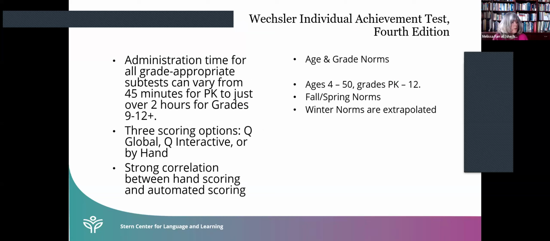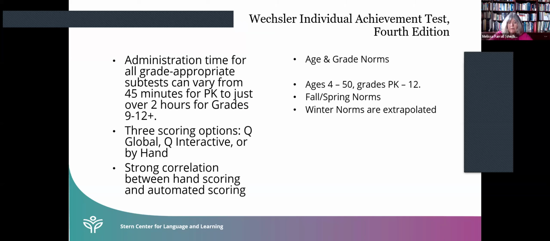So let's look at some more tests. Okay. The Wechsler Individual Achievement Test, the 4th edition, that was the test that we looked at for the correct, incorrect word sequences. And so this test offers us a couple of different options for scoring.